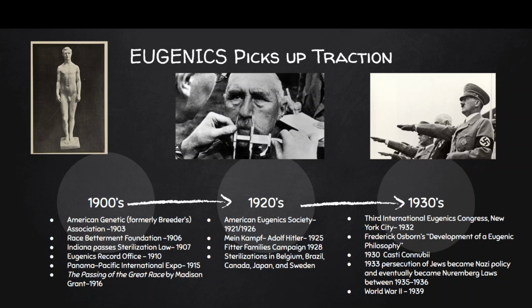In 1907, Indiana passed the United States' first eugenic policy, sterilization. It was funded by the Carnegie Institution of Washington Station for Experimental Evolution.